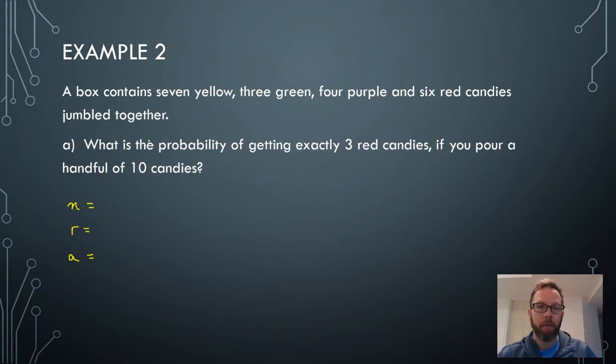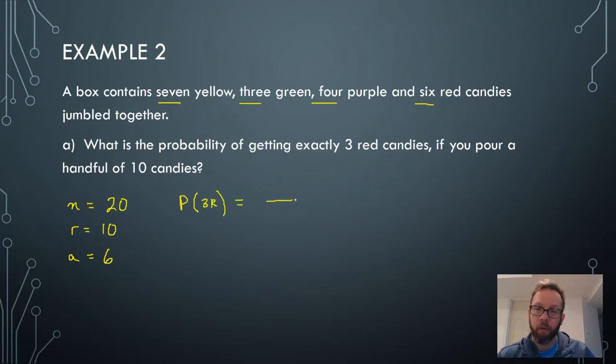But let's begin. So what's N? Well, how many candies are in our little jar here? 7, 3, 4, and 6. That's 20 candies altogether. And we're pouring out a handful of 10, so the number of trials is 10. Our success group is red candies, and we have 6 of them, 6 available successes for us. This particular question wants the probability of getting 3 successes, 3 reds.